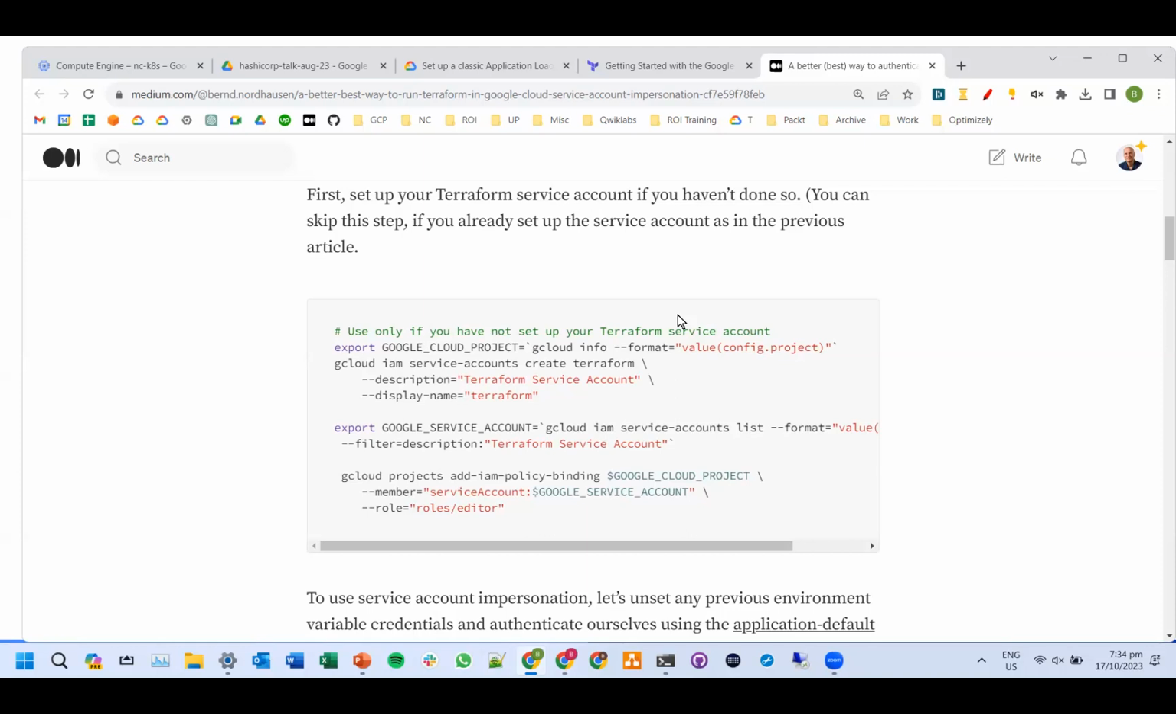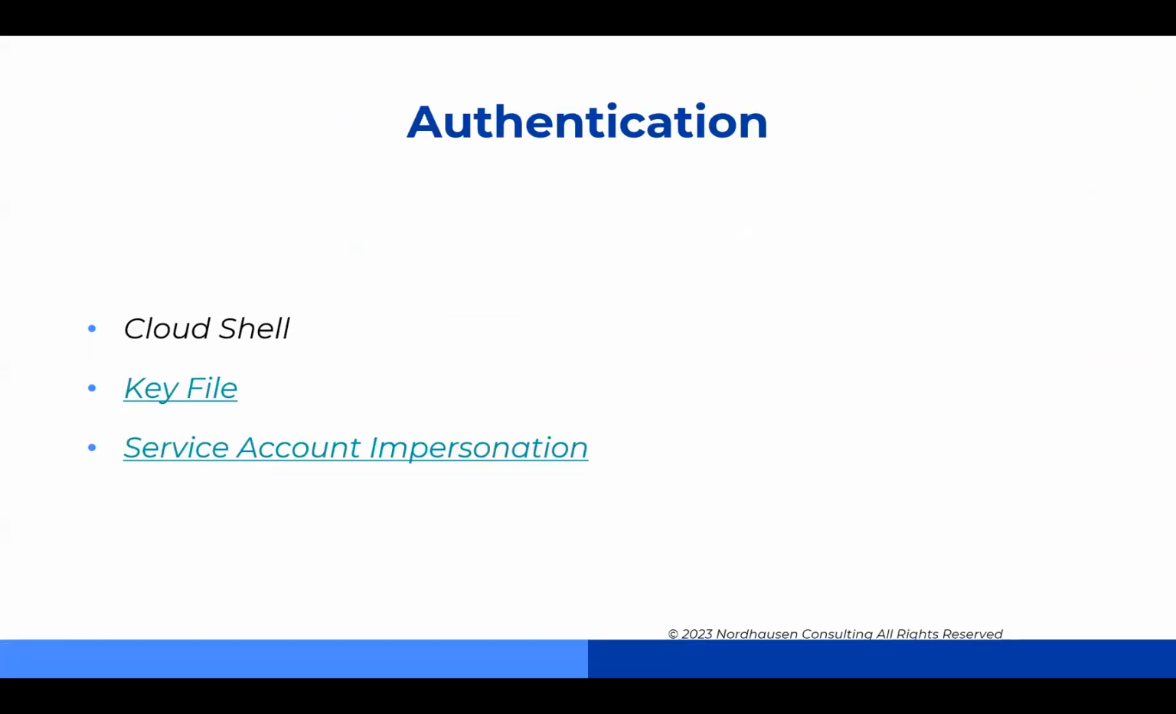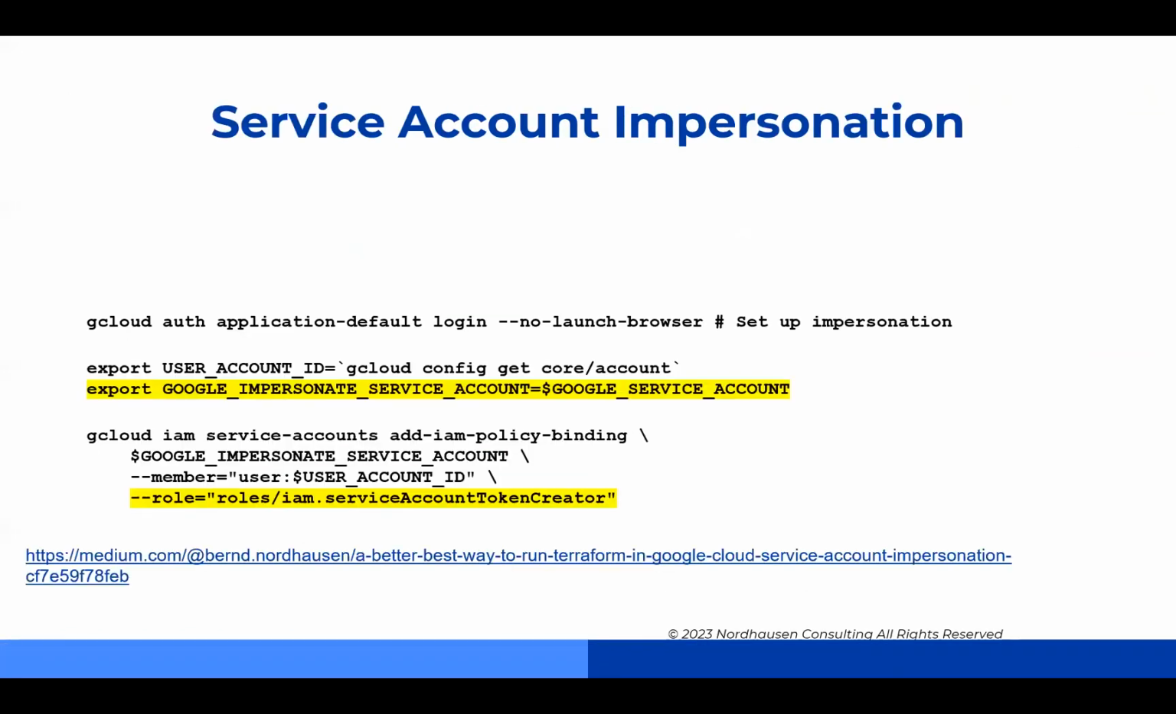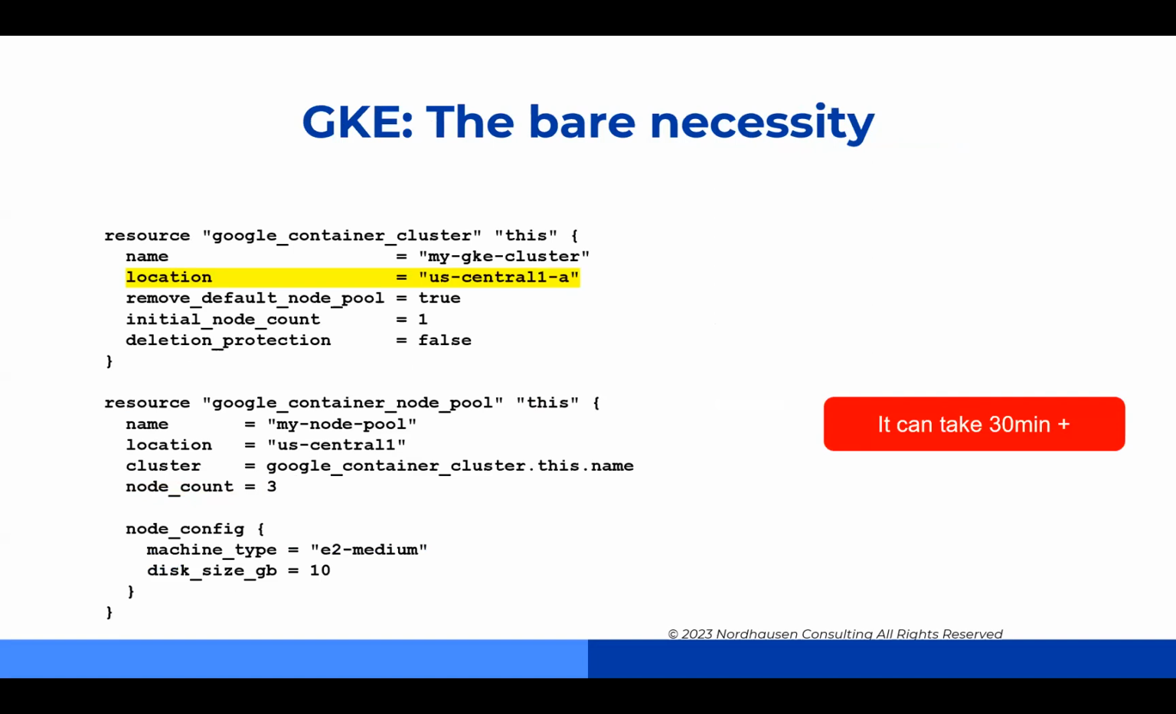So for those of you who want to use Terraform on your local machine, I recommend this rather than a key file. There are also, for example, with GitHub Actions, you can do that now. It's called federation. So there are still some instances where you need to use a key file, but I would highly discourage using that. So here are some of the commands. You set it up once, and then you can also switch between accounts.